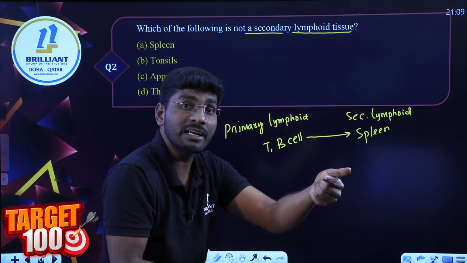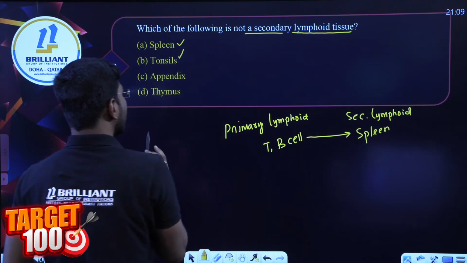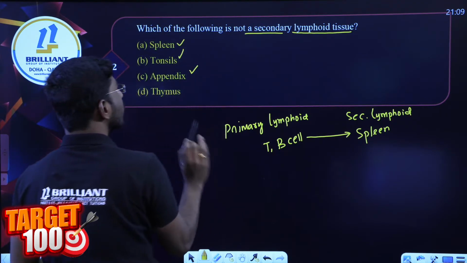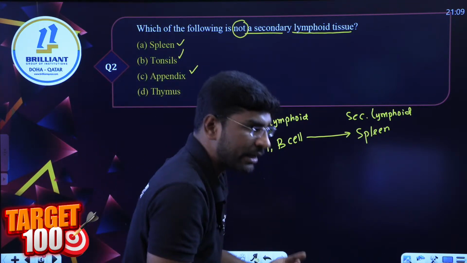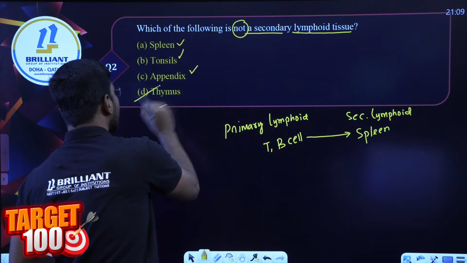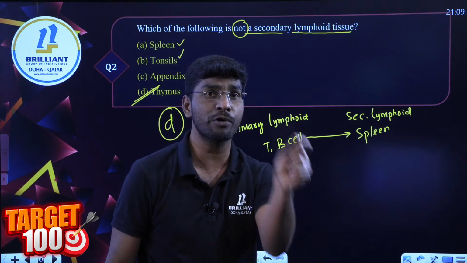So what are the secondary lymphoid organs here? Spleen is a secondary lymphoid organ, tonsil is a secondary lymphoid organ, appendix is also a secondary lymphoid organ. They are asking what is not secondary lymphoid. Very good, absolutely correct. So I can write the answer is option D. Thymus is a primary lymphoid organ.